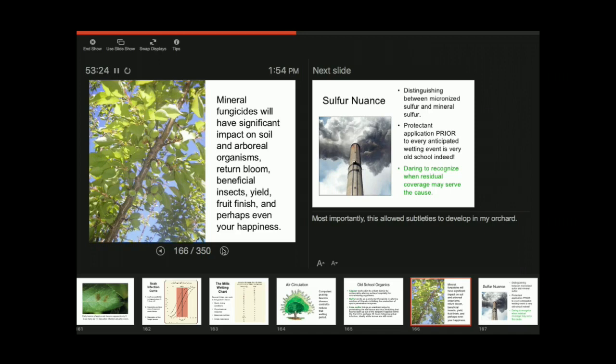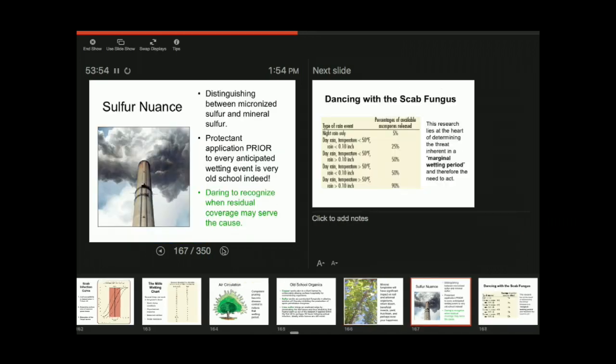But it also affects arboreal biology. You know, if you were sprayed with sulfur 20 times, you'd have a different life than you do not being sprayed with sulfur. It affects return bloom. It affects beneficial insects. When it affects return bloom, that means a lesser yield as a result. It can affect fruit finish, but many things can do that. And it can definitely affect your own happiness, which is worth considering here.